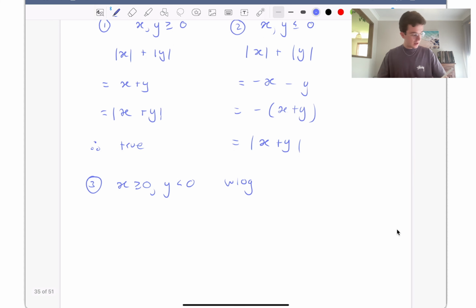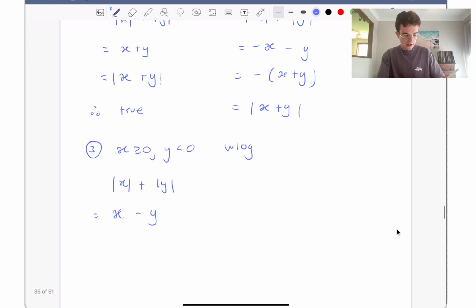Right, so we've got the absolute value of x plus the absolute value of y is the same as x minus y, as y is less than 0. Now, we could say that this is equal to the absolute value of x minus y. But if y is less than 0, well, we know that this would be x minus y if y is less than 0.